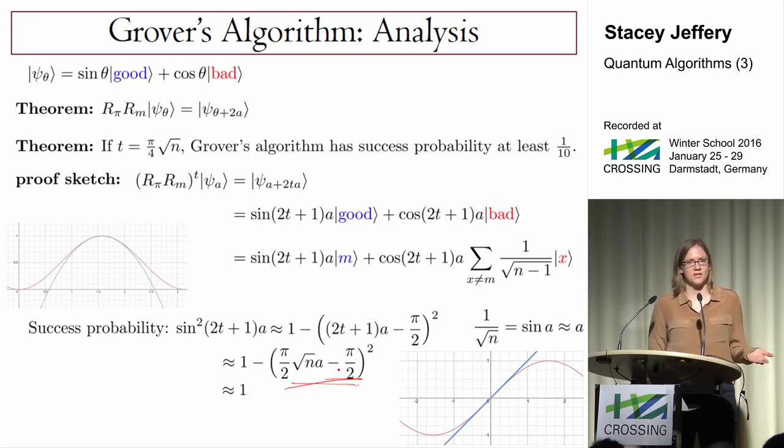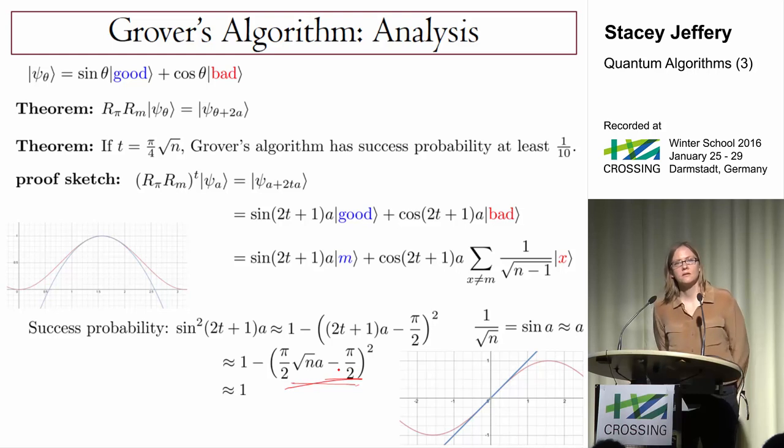Assuming that your goal is to have constant success probability. If for some reason the task that you're trying to implement is to be correct with probability like 1 over square root of n or something like that, then of course, by all means, you can stop earlier.